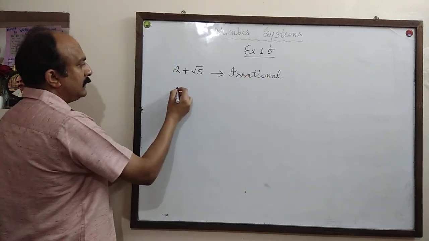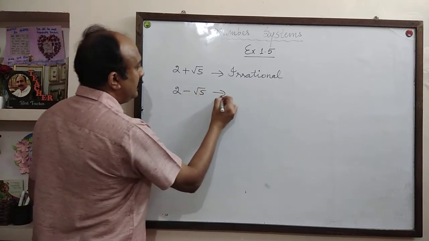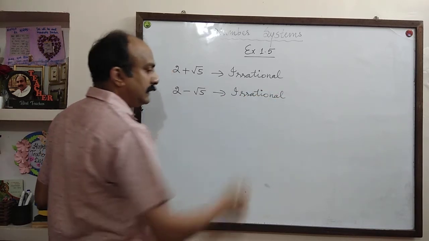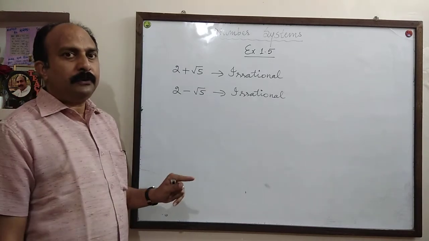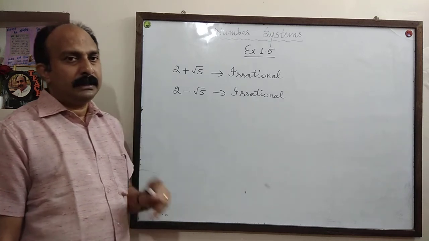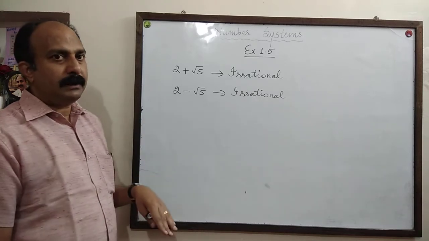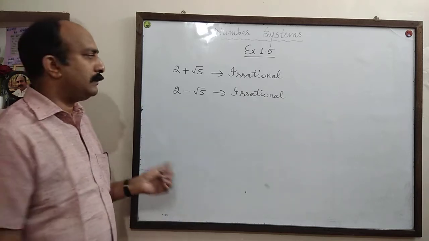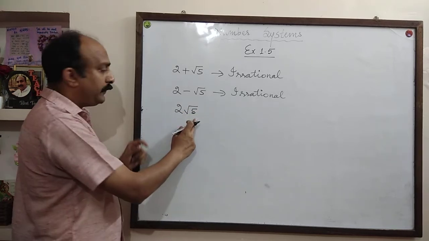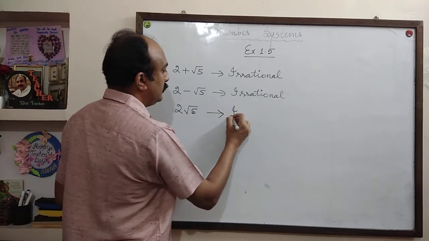Second point, the difference of a rational number and an irrational number is also irrational. Third point, the product of a non-zero rational number. We know that 0 is also a rational number. With 0 it does not apply, it's not applicable for 0. Any non-zero rational number into any irrational number, 2 into root 5, that is 2 root 5 is also irrational.